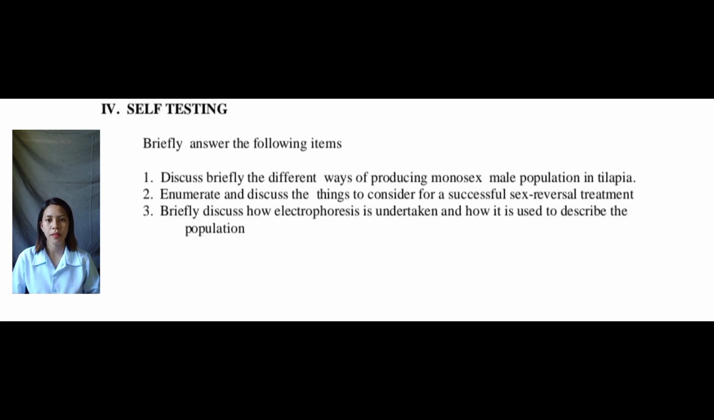Self-testing number 6. Discuss briefly the different ways of producing monosex male population in tilapia. It is originally achieved by normal sex reversal of newly hatched fry using mainly methyl testosterone added to feed. Number 2. Enumerate and discuss the things to consider for a successful sex reversal treatment. First, sex reversal of fishes must begin before the gonadal tissue of young genetic females has differentiated into ovaries.